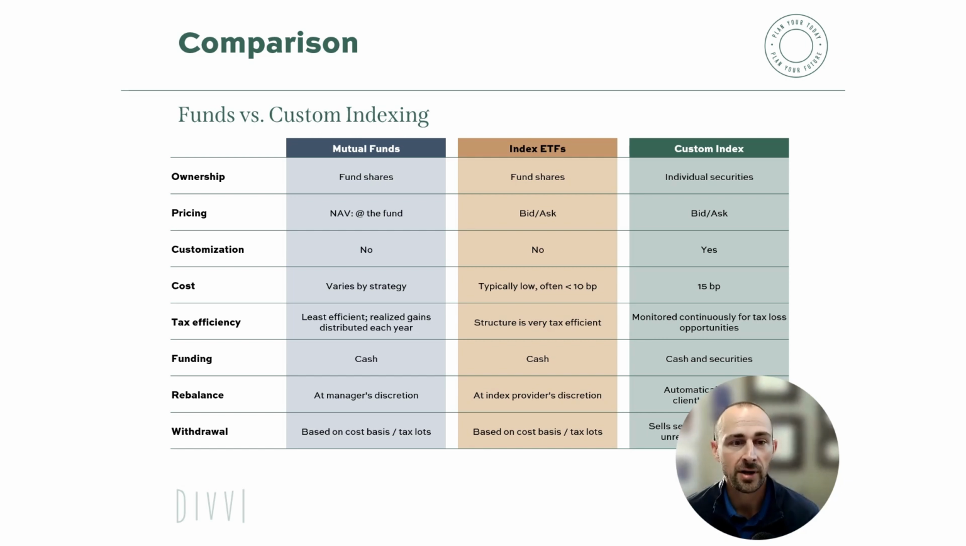Along the first column here, how do you own it? With a mutual fund and an ETF, you own the fund shares. It'll be a single line item on your statement. As opposed to custom indexing, where you're going to own each of the underlying securities. Again, let's look at the S&P 500 as an example. If I own an S&P 500 mutual fund, maybe from somebody like Fidelity or Vanguard, I own that one fund. Same thing with an ETF, maybe from iShares or Vanguard or State Street, I own that one single ETF. And if I own the S&P 500 in a custom indexing strategy, I'm going to own hundreds of individual stocks.